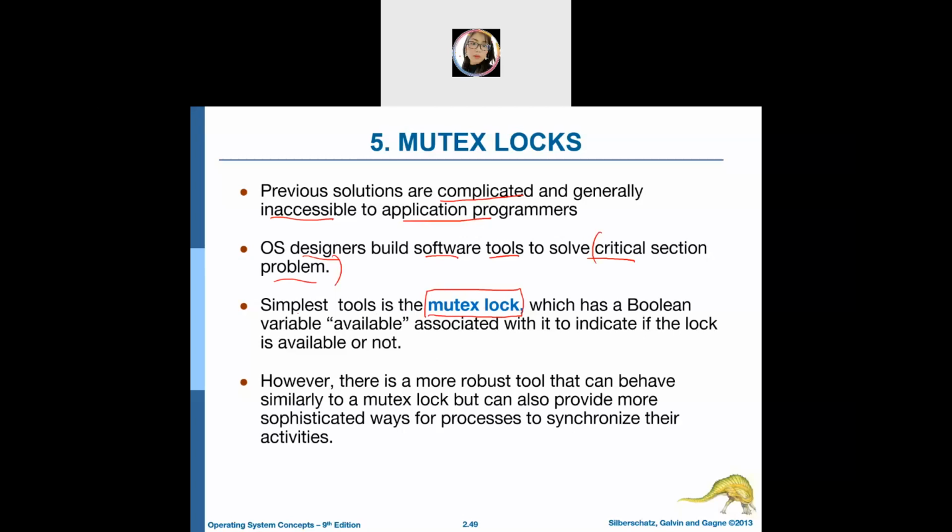Previously, there were several algorithms that we already discussed together, but compared to mutex locks, all the previous solutions are complex and also inaccessible to application programmers. So now we have the simplest one, called the mutex lock, which has a boolean variable associated with it indicating if the lock is available or not. Just now it was like whether it is already free or not, but now it is available or not.